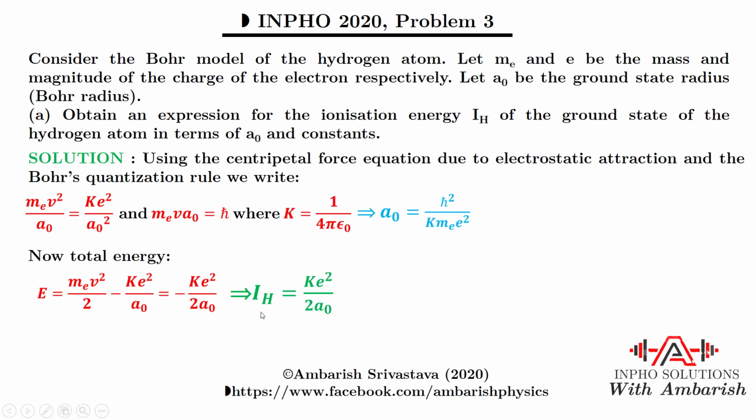Here we are writing ionization energy in terms of a0. Generally we just remember the values of constants, but here we'll be needing this expression for simplification of the further part. So IH is equal to k e squared upon 2 a0. Just keep this in mind. k e squared by 2 a0 is the ionization energy IH. So wherever I get k e squared by 2 a0, I would like to substitute that in terms of IH for simplification.